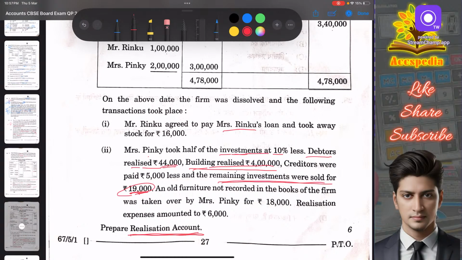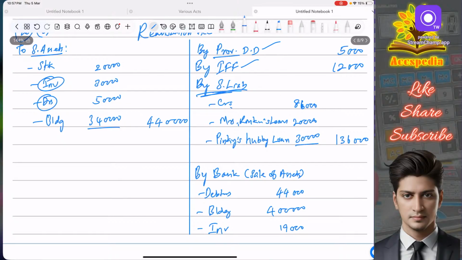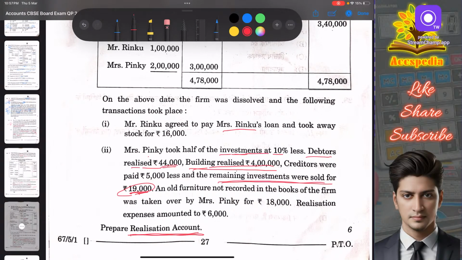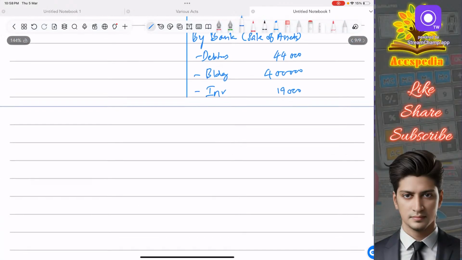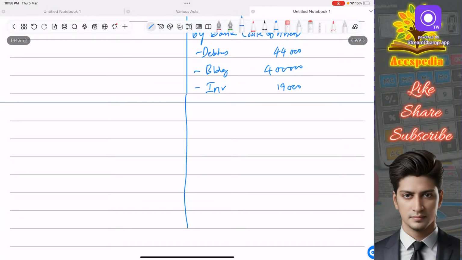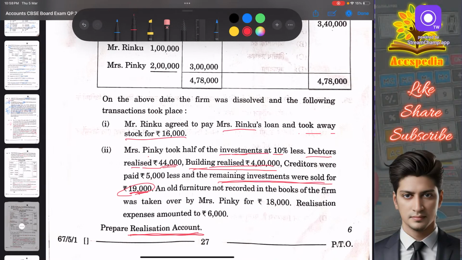After that, no more assets sale. We check whether all the assets information is given. We have stock. What about stock information? He took away the stock, so stock information is there. Investment has been sold, taken over and sold. Debtors realized. Building, all assets have been realized. Then after the sale of asset comes taken over of asset, whoever took over, partner taken over.